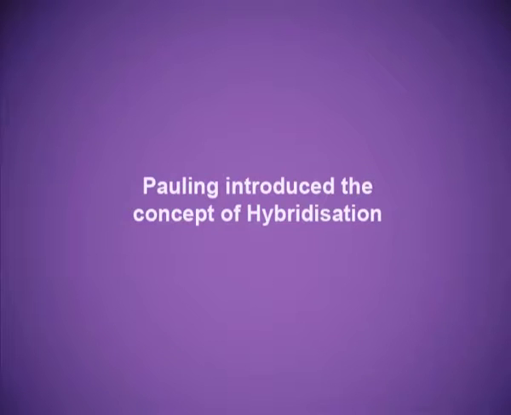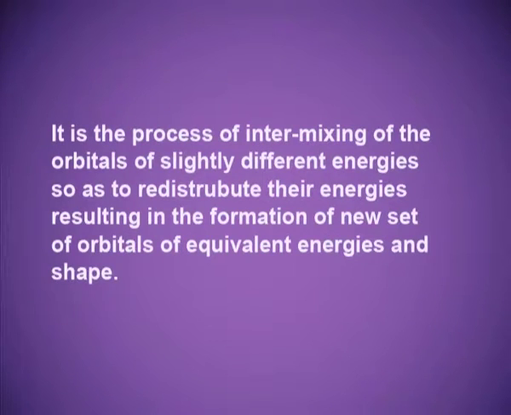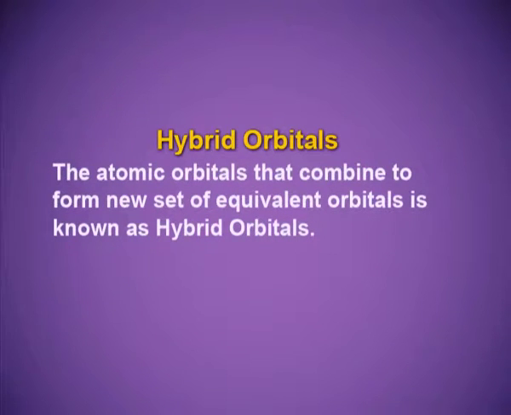Dear students, let us revise the concept of hybridization once again. The concept was introduced by Pauling. It is the process of intermixing of the orbitals of slightly different energies so as to redistribute their energies, resulting in the formation of a new set of orbitals of equivalent energies and shape. The atomic orbitals combine to form a new set of equivalent orbitals known as hybrid orbitals.